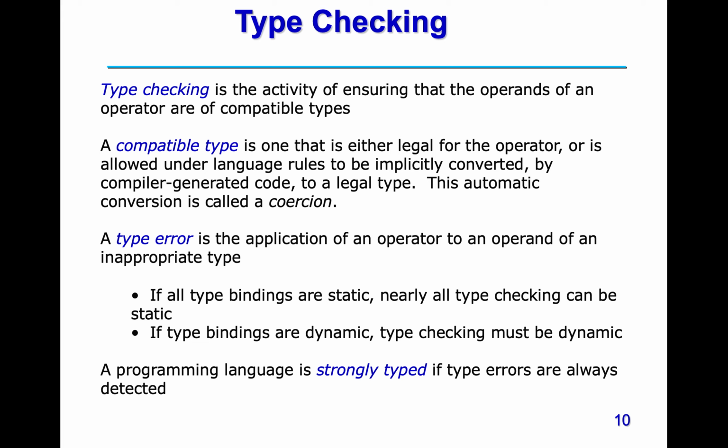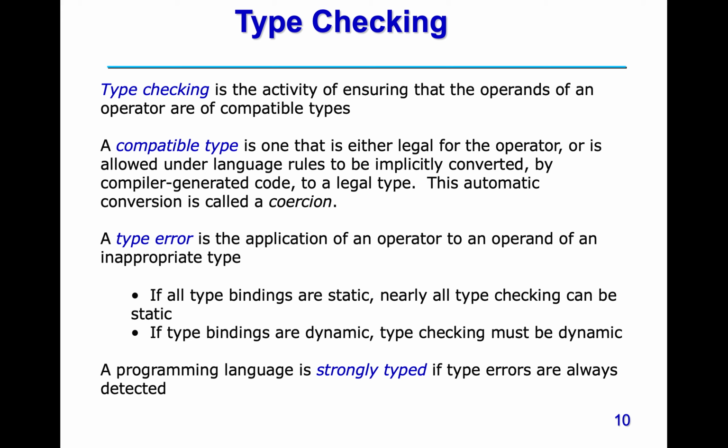Strong and weak typing only means that if the compiler is doing type checking, it's strong. If the compiler is not doing type checking, it's weak. That's pretty much the definition. So a programming language is strongly typed if type errors are always detected. It's doing type checking. A type error in an application is applying an operator to an operand of an inappropriate type. A type error is when you're making an operation on two incompatible types.